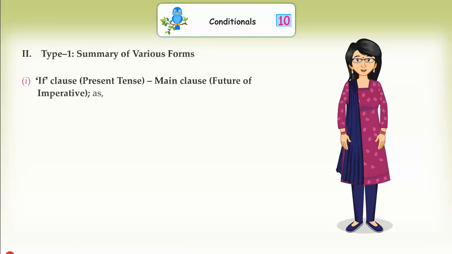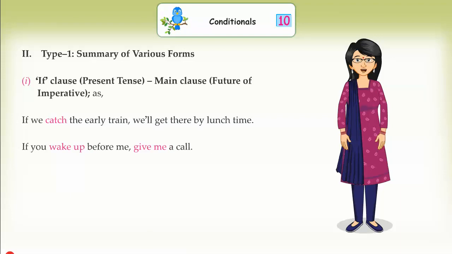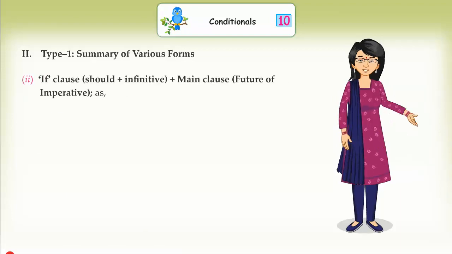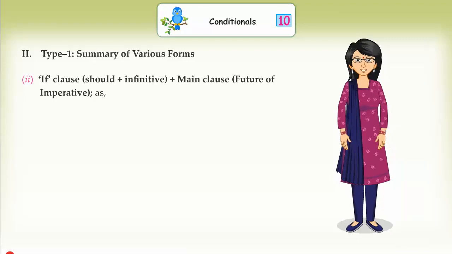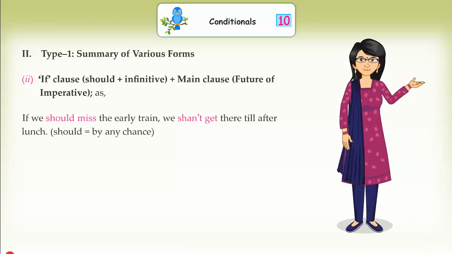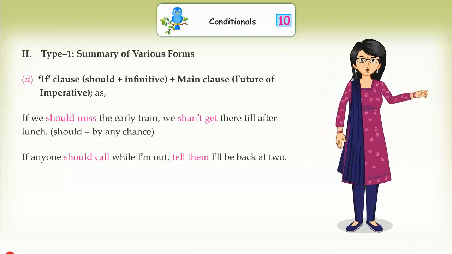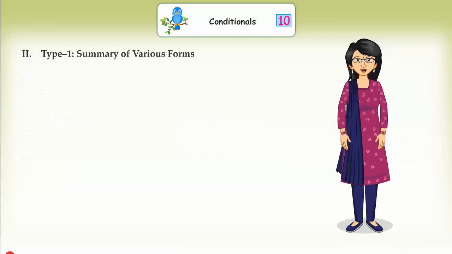First, if clause present tense, main clause future or imperative, as: if we catch the early train, we'll get there by lunchtime. If you wake up before me, give me a call. Second, if clause should plus infinitive, main clause future or imperative, as: if we should miss the early train, we shan't get there till after lunch. Should equals by any chance. If anyone should call while I'm out, tell them I'll be back at 2.